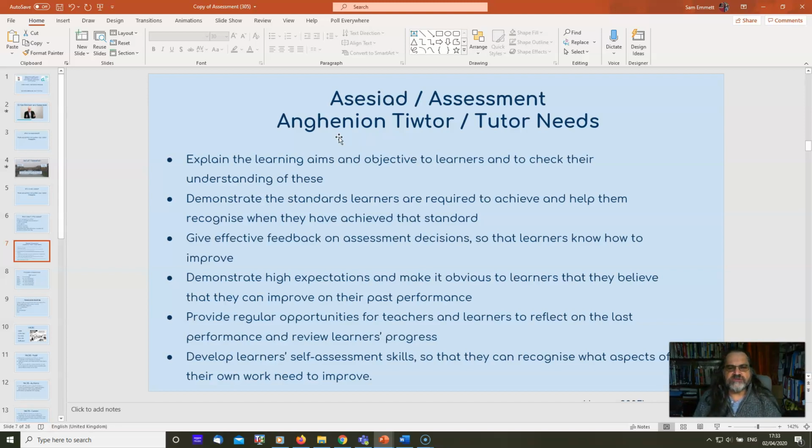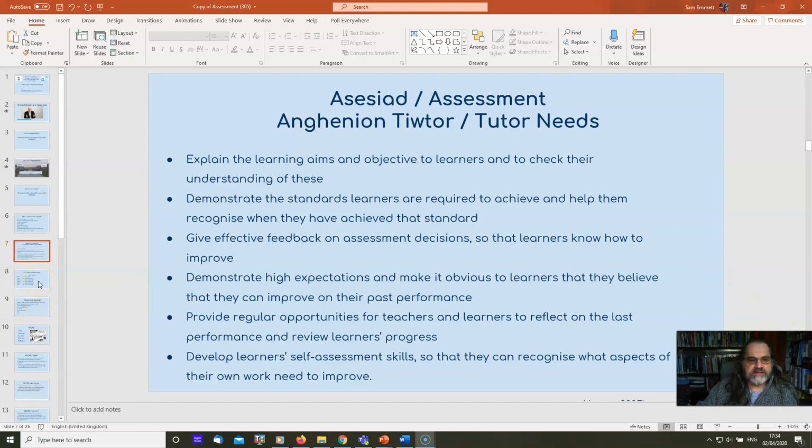We need to demonstrate the standards learners are required to achieve and to help them recognise when they have achieved that standard. We need to give effective feedback and assessment decisions so that learners know how to improve. I think that's really key. We need to demonstrate high expectations and make it obvious to learners that they believe that they can improve on their past performance. We need to provide regular opportunities for teachers and learners to reflect on the last performance and review learners' progress. We also need to develop learners' self-assessment skills so that they can recognise what aspects of their own work they need to improve.